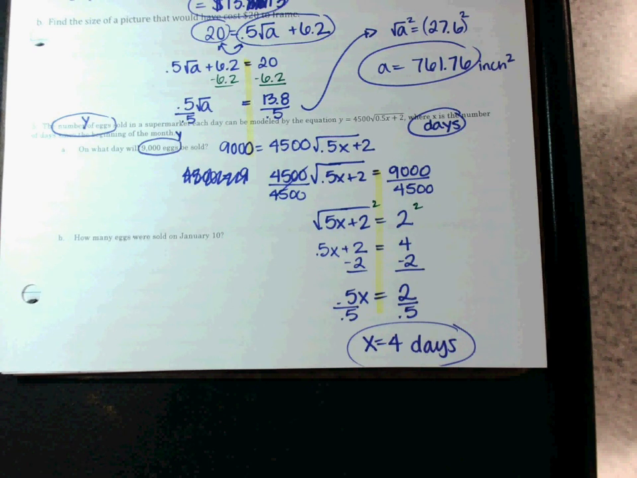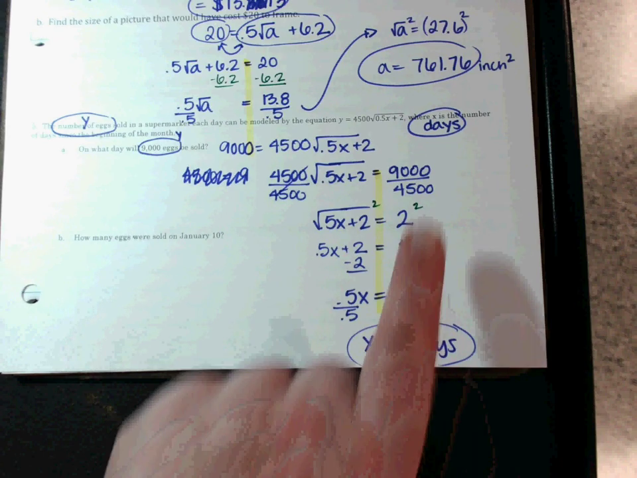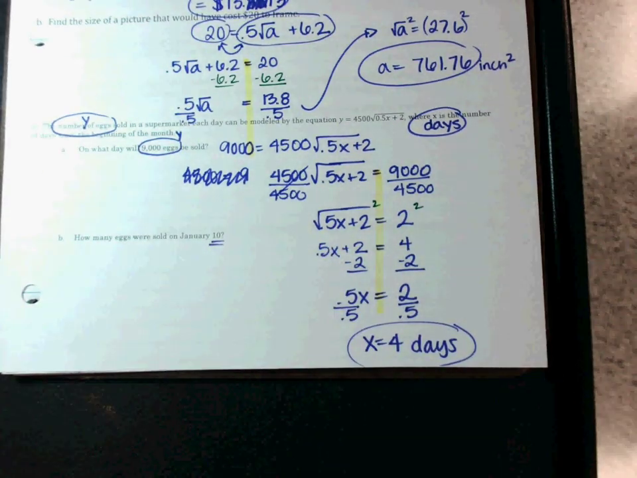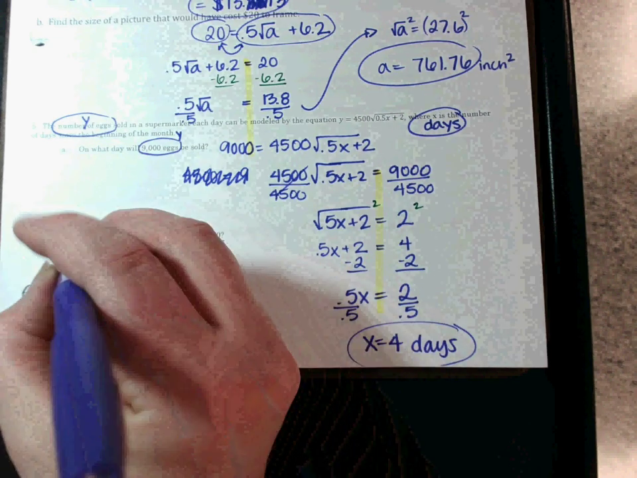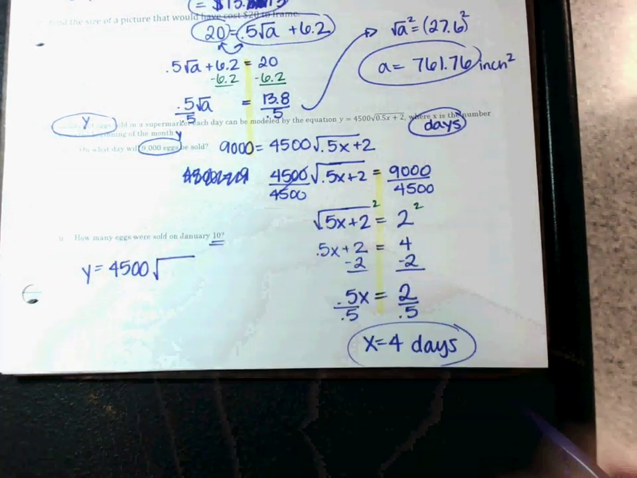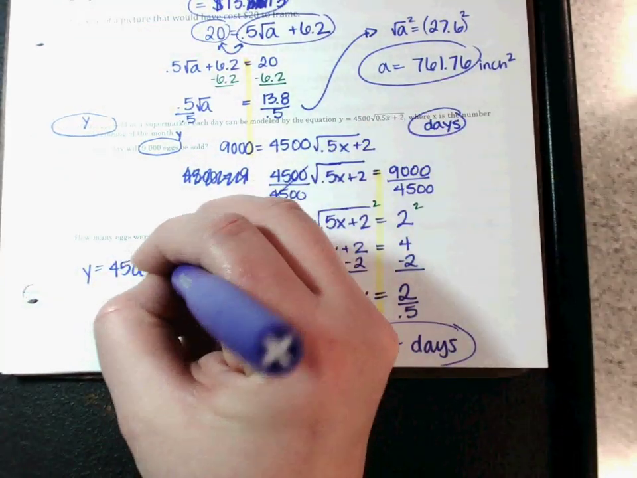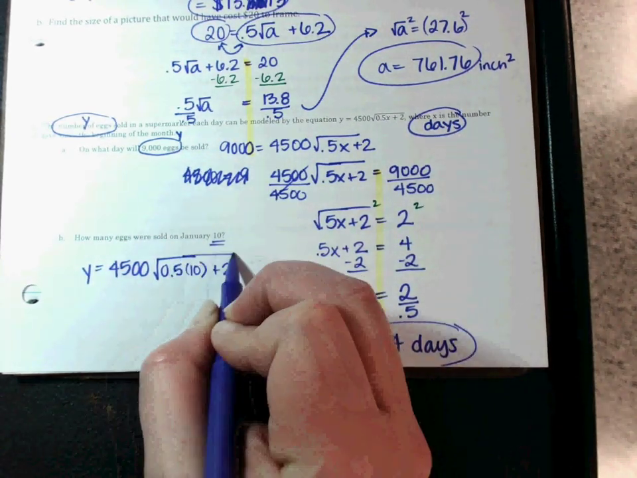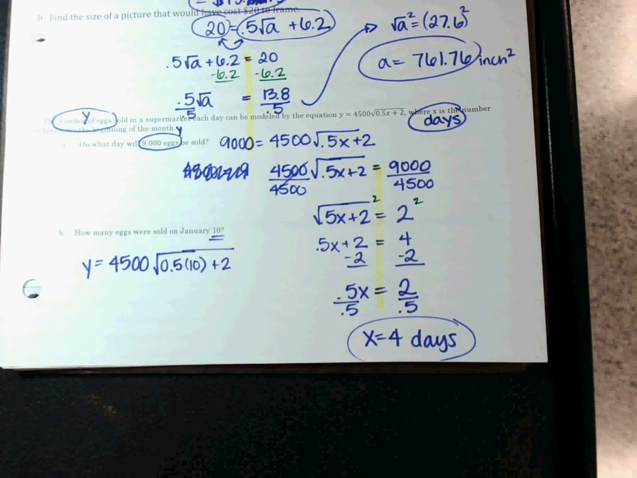Okay, look at part B. How many eggs were sold January 10th? Well, how many days is that after the beginning of the month? That's day what? Day 10. And what am I going to plug it in for, X or Y? X. So I'd have Y equals 4,500 square root of 0.5. And then when I get to my X, I'm going to plug in a 10 plus 2. And notice that usually with one option you're actually having to solve, versus the other option you're just typing it in. Boom, you have your answer.